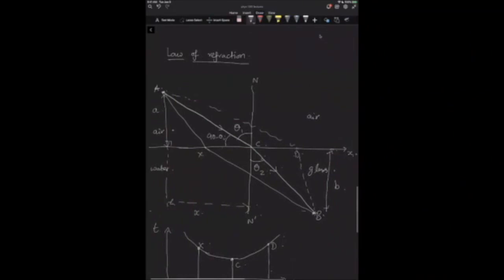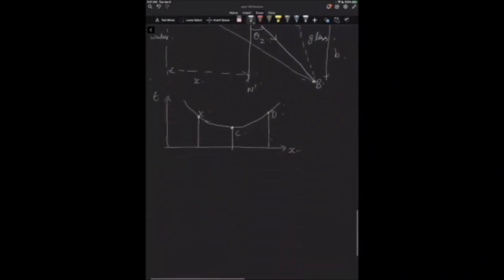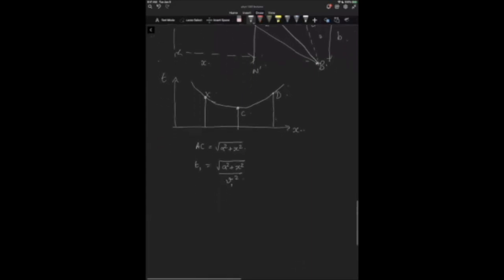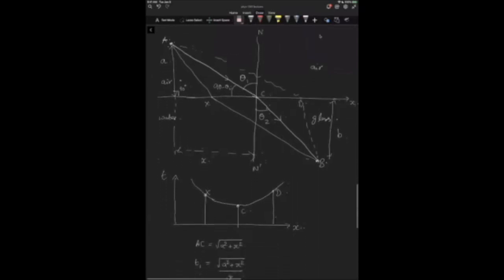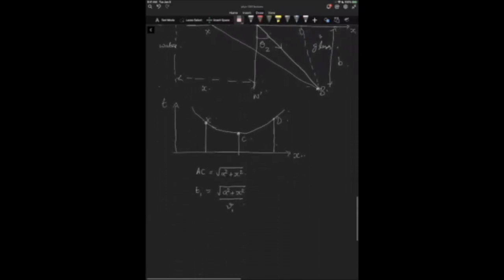Okay, we can set up the problem now. This is a 90-degree angle right here, and we can exactly see what the distance AC is. The distance AC is just the square root of a squared plus x squared, and the time t1 that the light ray travels in the medium n1, which has a velocity v1, not v1 squared, but v1. That is the time that it takes this ray to travel in the top medium, which may be air, for example. Similarly, t2.